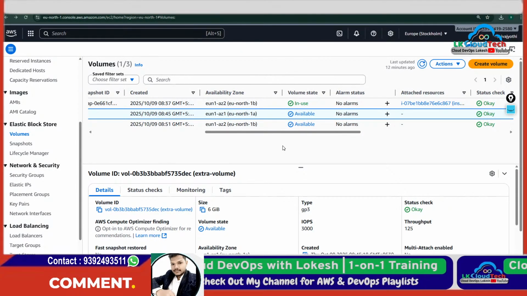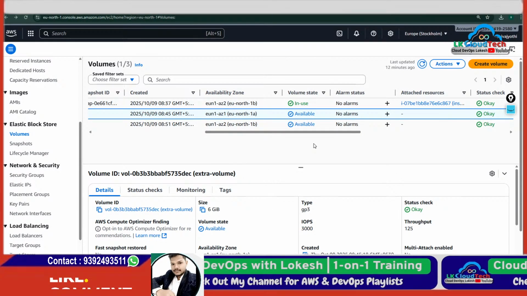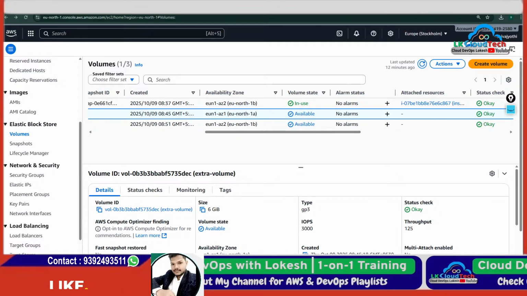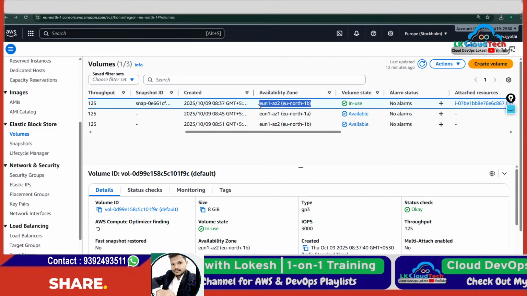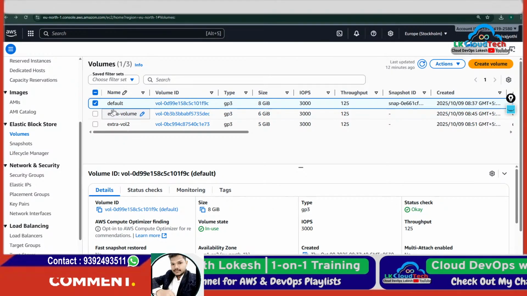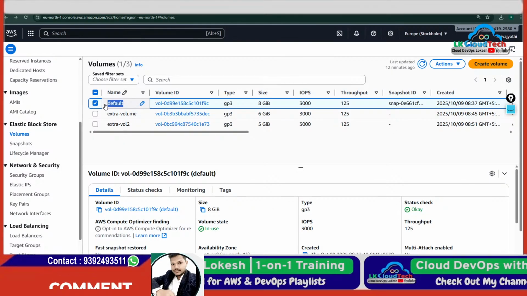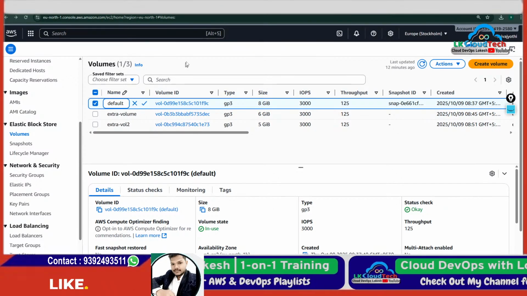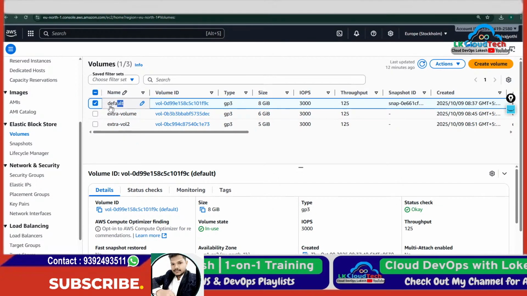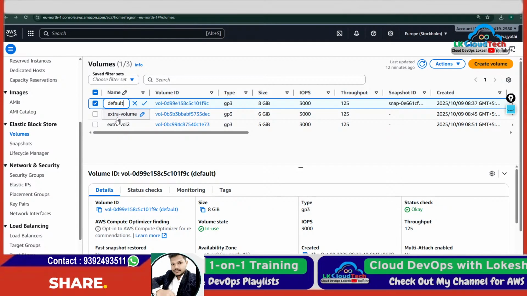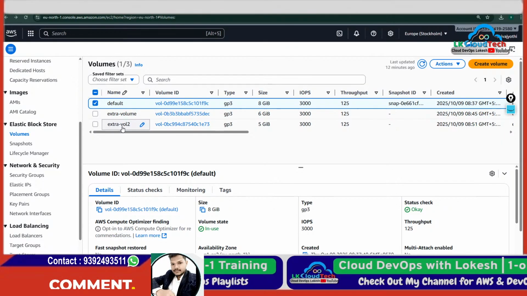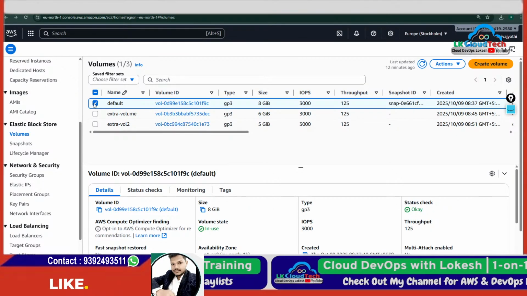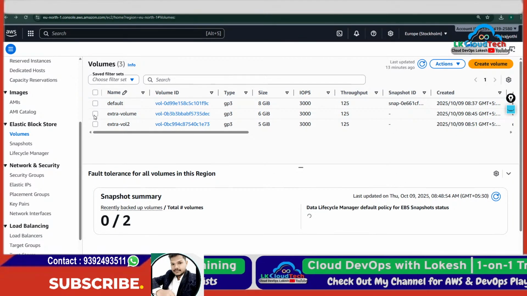So we are discussing volumes. Shall we continue? Yeah, go ahead. So where we stopped: this is the default storage, the instance-related storage, and this is the extra one we created. And I created one more, extra volume 2.